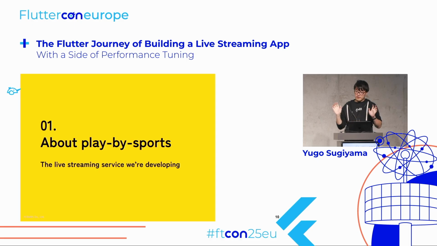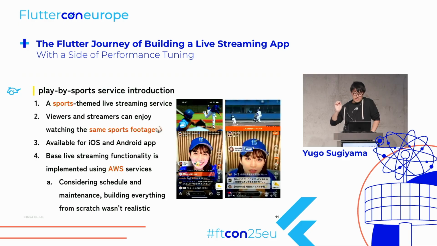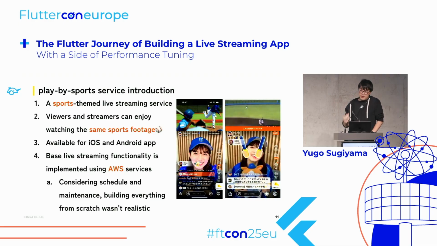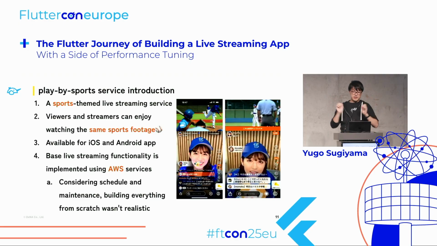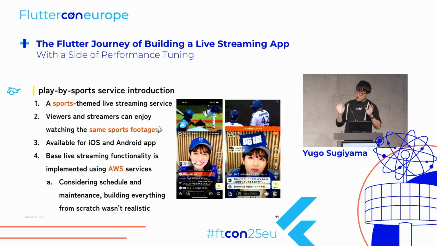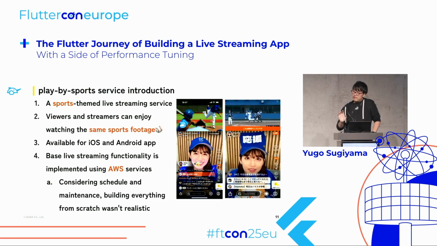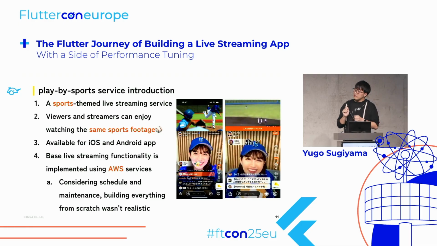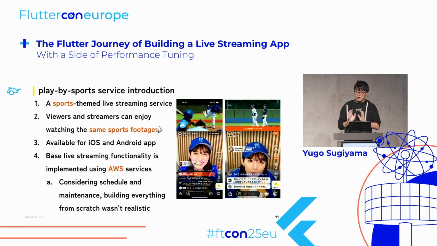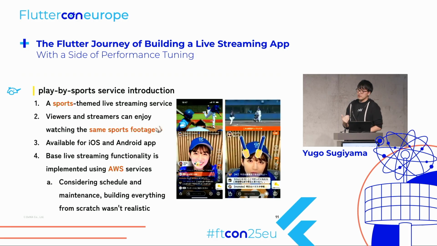First, let me show you a quick overview of our live streaming app, Play by Sports. Let's go over the main functionalities of the live streaming app we are developing. The service is specialized for sports, where both the viewers and the streamers can watch the same sports footage together. This is a core experience of our service. The app is available for iOS and Android, and the live streaming system is built using AWS, because considering the development timeline and available resources, it has been difficult to implement everything from scratch on our own.